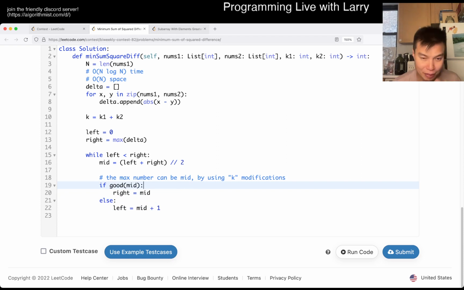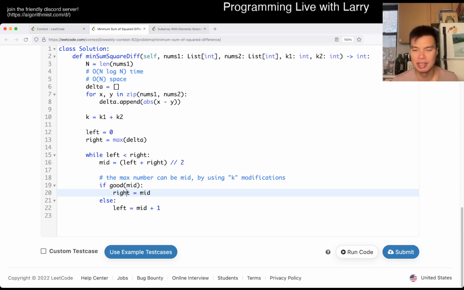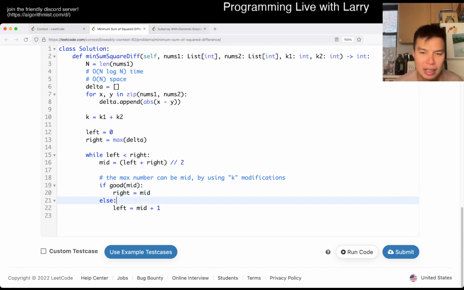No, wait, is this right? If this is good, we want to try a smaller number by using more k. If this is not good, then we have to try a bigger number because then it will use fewer k's. I have to think about the off by 1 case. What if it's exactly mid? I think this is okay, because if this is good, then we'll try a smaller number including this one.